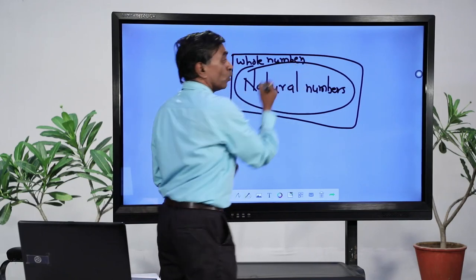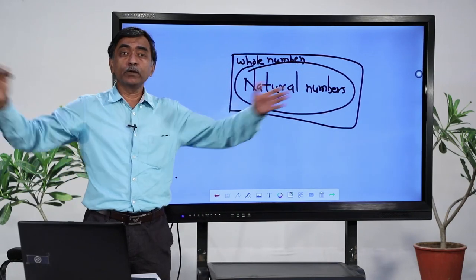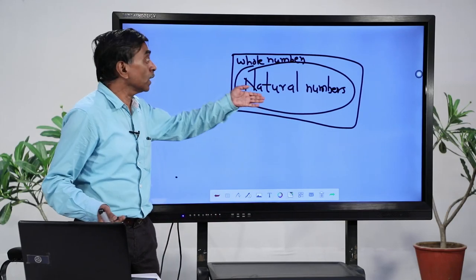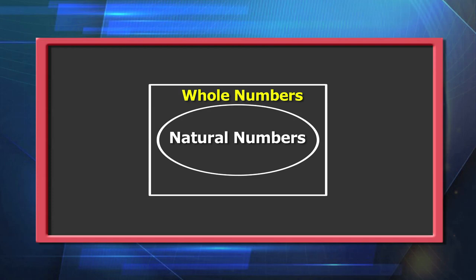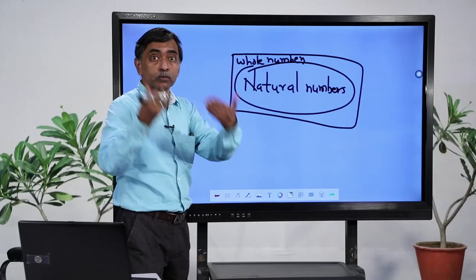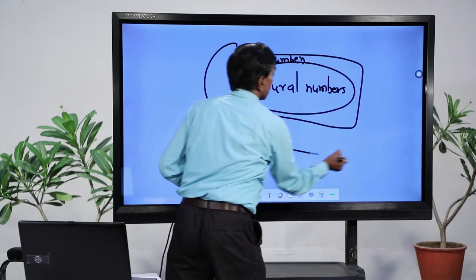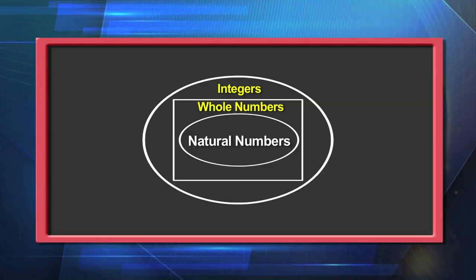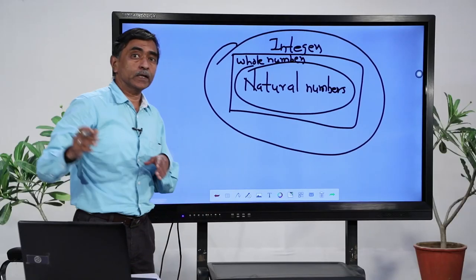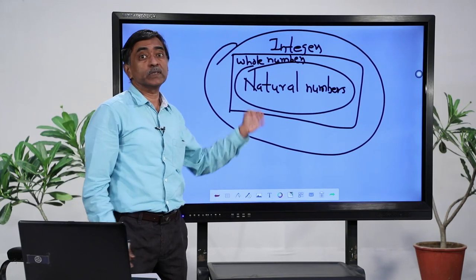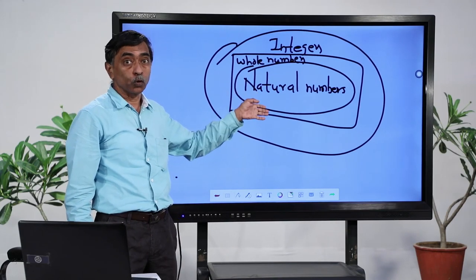You put in 0, and you get a different collection of numbers named differently, which we call whole numbers. And again, to these whole numbers we add some more numbers that we call negative numbers and form another collection that we call integers. So you have minus 3, minus 2, minus 1, 0, 1, 2, 3 and so on. It will contain whole numbers, and natural numbers also.